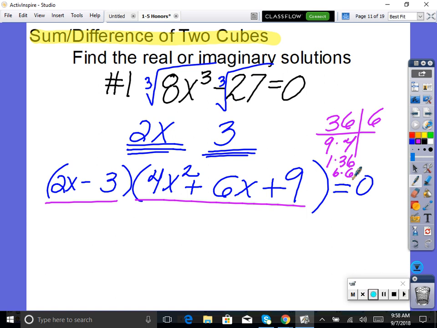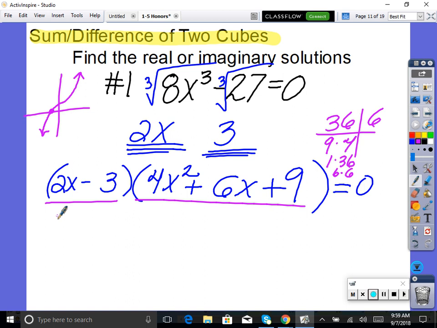Now here is why. If you ever graph two perfect cubes, it'll only cross the x-axis in one spot. So doesn't that mean there's only one real solution? There's 3 solutions total, right? It only crosses one time, so there's only one real solution. So the quadratic part is where the imaginary solutions come from. The 2 imaginary solutions. That always happens if you graph 2 perfect cubes.